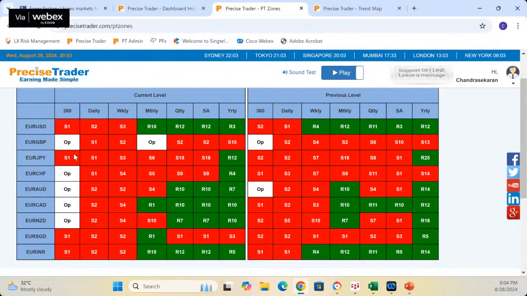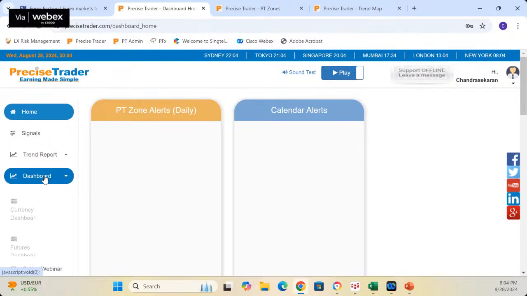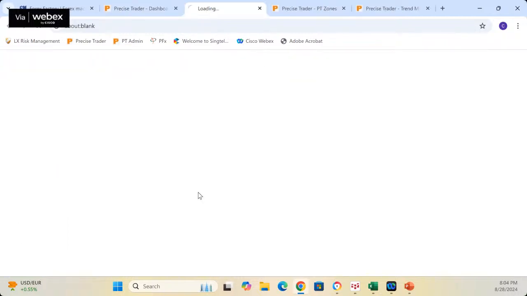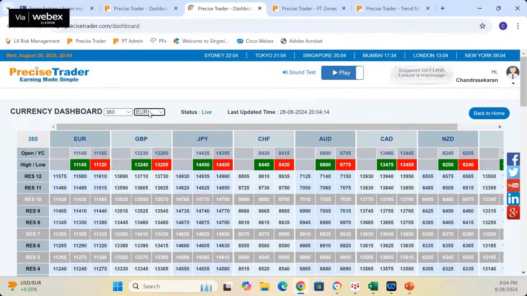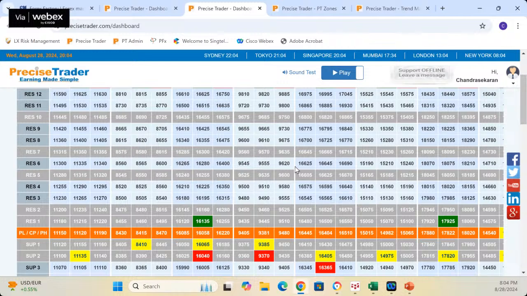So the next thing is we are going to trade euro dollar and euro yen. Now I'm zooming in to see how we can trade this. The next tool which we will be using is the currency dashboard, which is the most powerful. We will change into euro and change it to the daily, so at least we know where the market is trading. Then this would give you the entry, exit and stop loss level. I'm going to trade euro yen and euro dollar, but maybe I may choose one or two more, depending on the market.